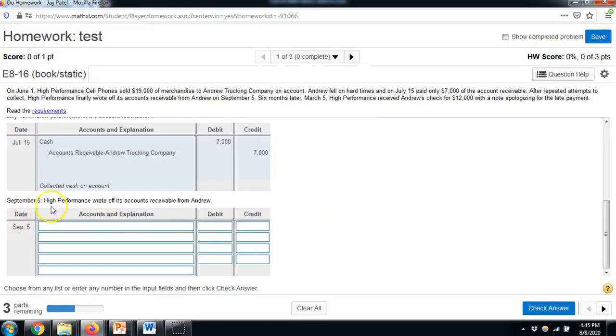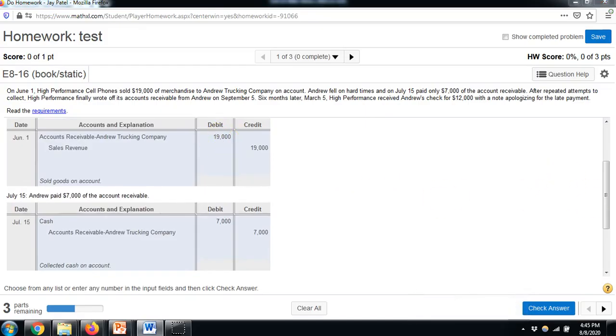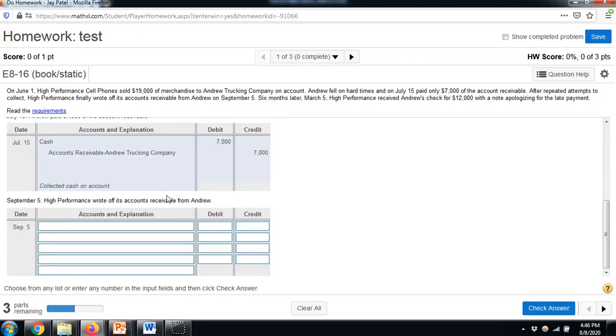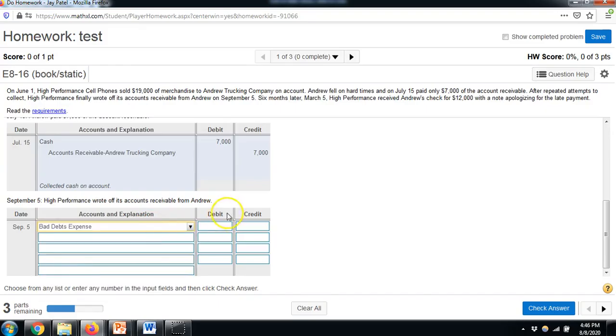Next, on September 5th, High Performance wrote off its account receivable from Andrew. So our net receivable is $19,000 minus $7,000. Again, this is using the direct write-off method, so we are going to write off the bad debt expense directly. How do we do that? We're going to have a bad debt expense of the remainder of the amount, which is $19,000 minus $7,000, which is $12,000.